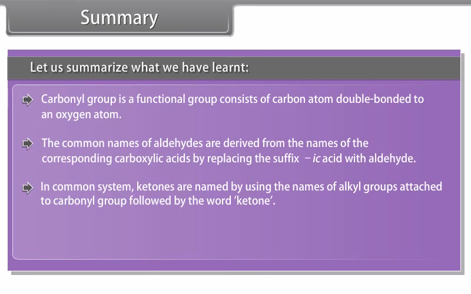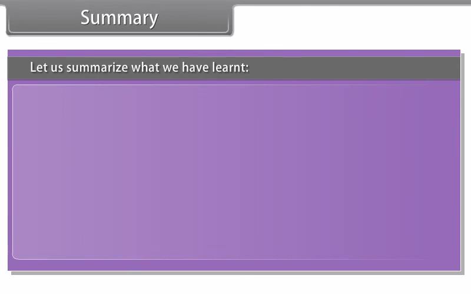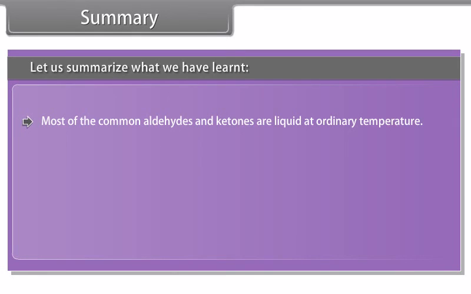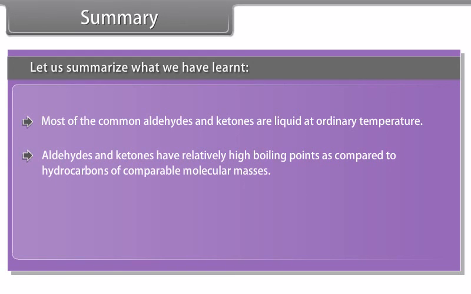Ketones are relatively more polar than their corresponding isomeric aldehydes due to the presence of two electron-repelling alkyl groups around the carbonyl carbon. Thus, boiling points of ketones are slightly higher than isomeric aldehydes.